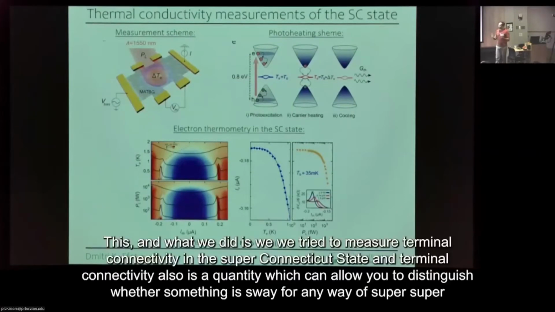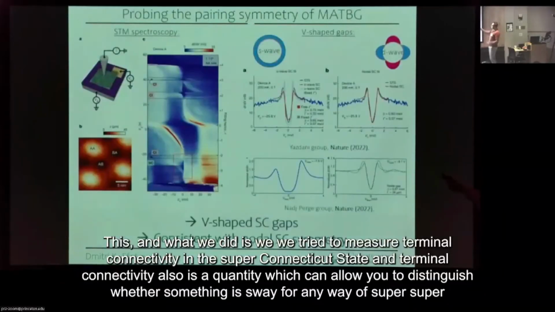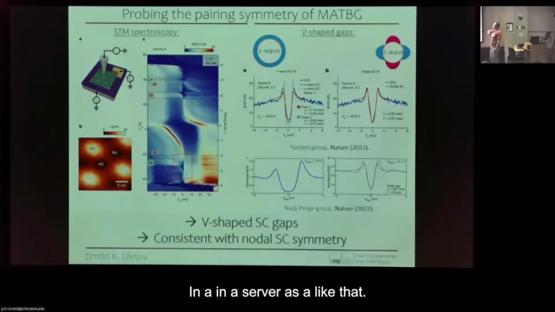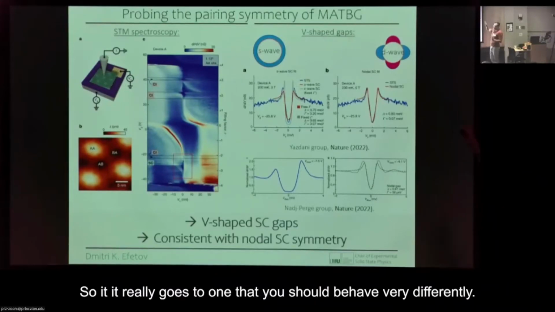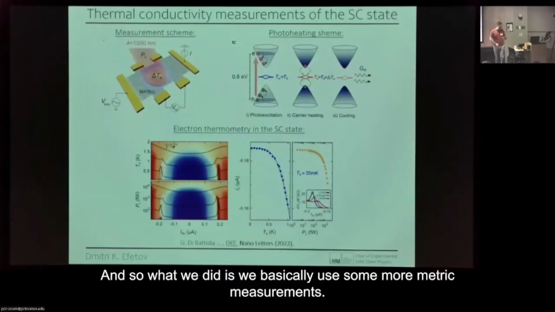Thermal conductivity is also a quantity which can allow you to distinguish whether something is S-wave or D-wave superconductivity. Because again, as I mentioned before, if a gap is really continuous in all directions, thermal conductivity is quenched exponentially in a superconducting state like that. Whereas if you have a nodal superconductor, there's always thermal conductivity along the nodes that can be non-zero. So those two should behave very differently. And so what we did is we basically used some volumetric measurements.